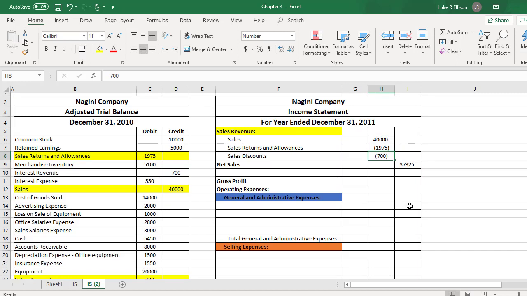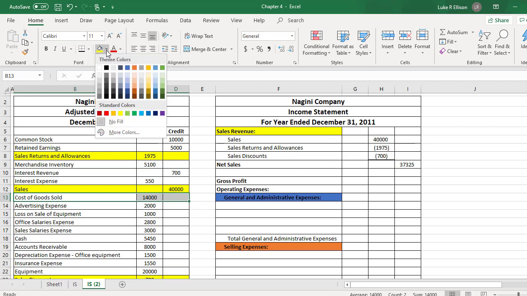So we get a net sales balance of $37,325. The next step is to subtract one of our biggest expenses, which is cost of goods sold. So if we look at our adjusted trial balance, we see our cost of goods sold is right here, and it's for $14,000.